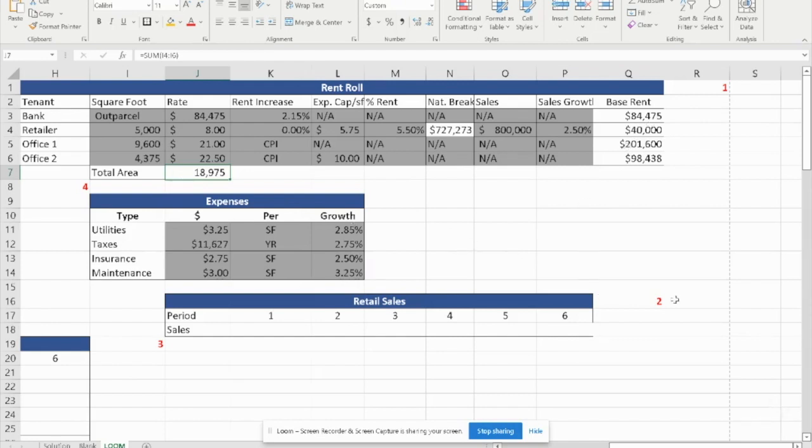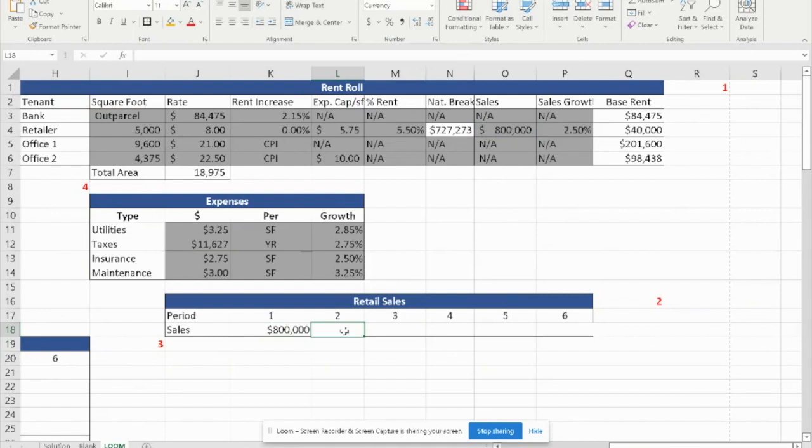Moving on to step two, we're going to calculate the retailer's sales. Since this is the only one here that is on a percent rent lease, you're going to calculate the potential sales for years 2 through 6. It says here that the retailer's sales are increasing at 2.5% a year. We do know that year one is 800,000. That information is given to you.